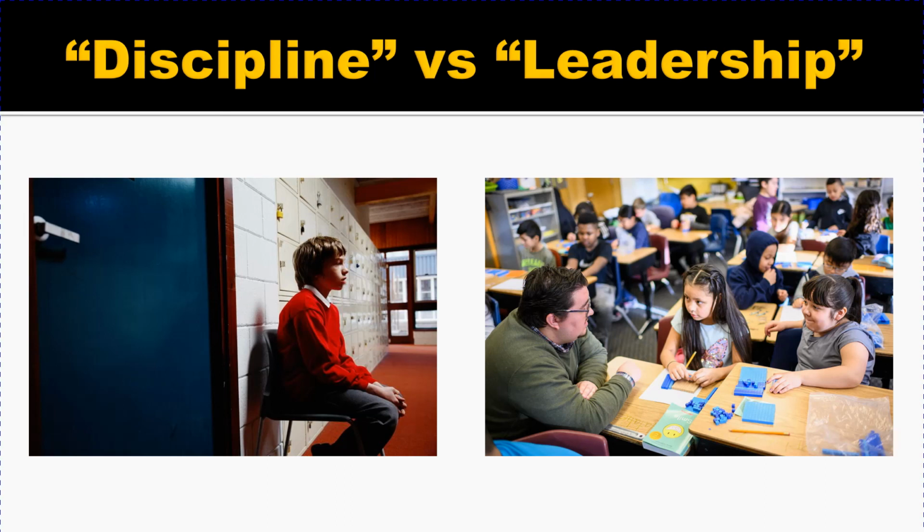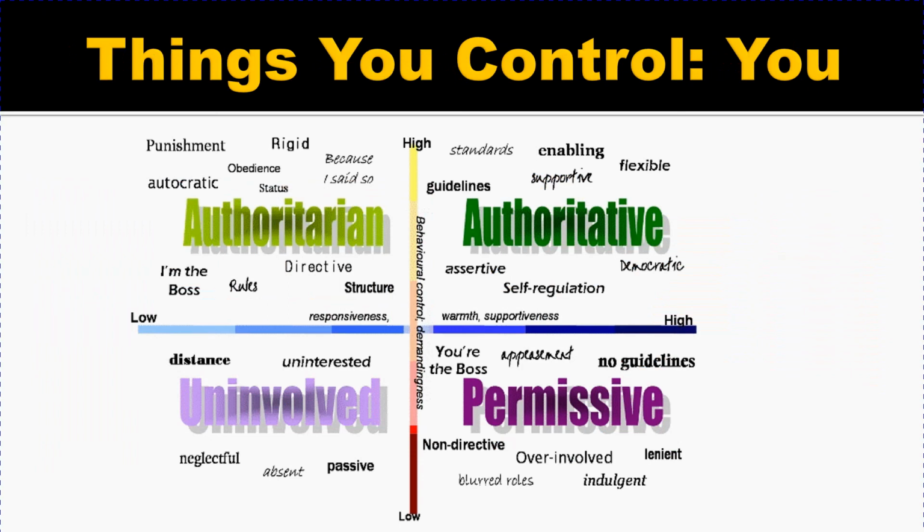That's leadership. Discipline is, you disrupted my thing and now I'm going to put you in the hall. That's not leadership. Leadership is so much bigger. What I'm going to suggest is on this kind of a chart, if you look at the vertical line going low to high, that's behavioral control, and the blue line going horizontally, that's from low to high responsiveness and warmth. You have a lot of choices to make: how much control you want and how warm you want to be. And there's no magic formula, but I would say that that upper right quadrant, the authoritative, is the leadership position.